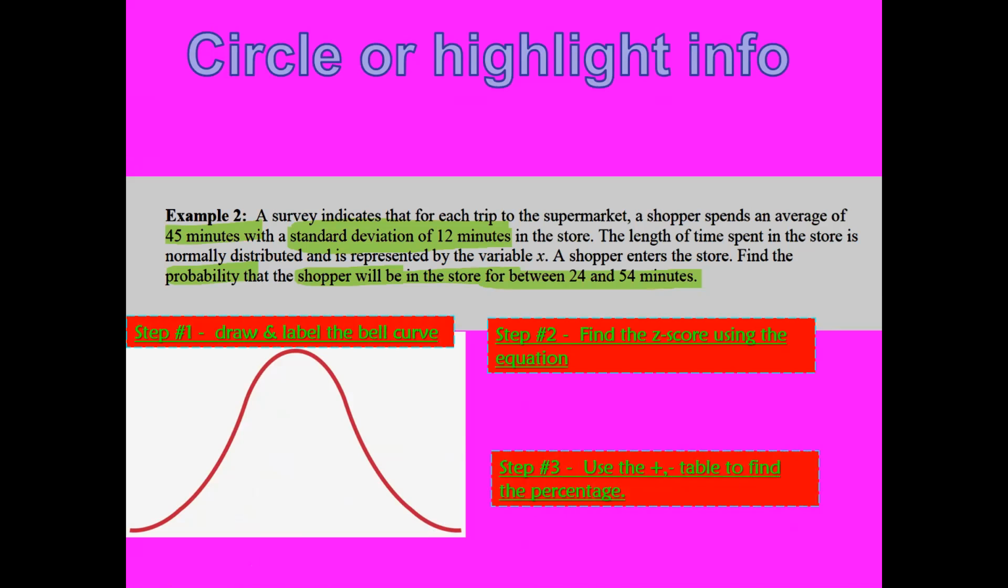Go ahead and read it. All right, so for question number 2, it says a survey indicated that for each trip to the market, a shopper spends on an average of 45 minutes with a standard deviation of 12 minutes. So the average is 45 minutes and a standard deviation of 12 minutes.